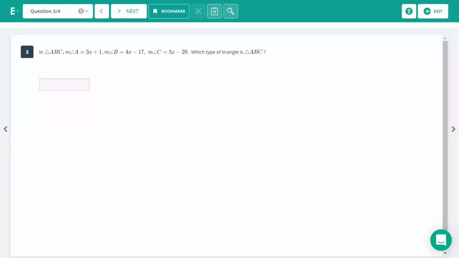Question number 3, very much like question 1, where we have all of these different measures for our triangle ABC. However, the real question is, which type of triangle is triangle ABC? Now, if you're in class, you would have heard that I talked about there are many ways we can answer this. In terms of what triangle we're trying to identify, it could have been an acute triangle.